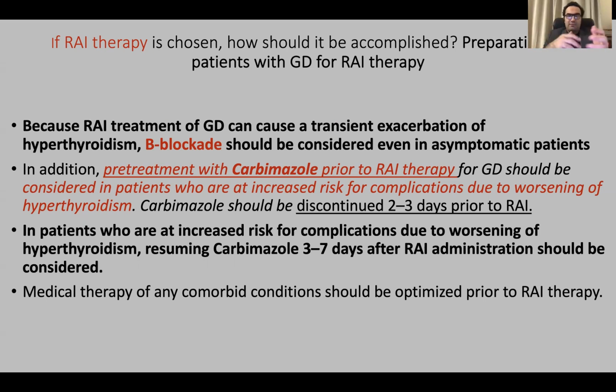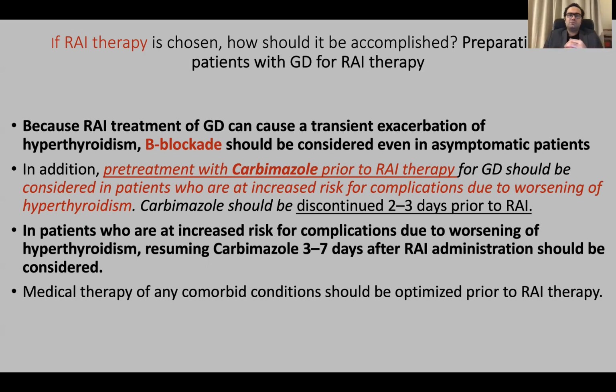Now, obviously, it is a controversial topic, and some people will just say that if free T4 is only slightly high, give a beta blocker and do the RAI therapy so that there is good uptake. But then again, it is debatable. Usually, what the ATA suggests is that most of the patients should be pre-treated with carbimazole once the patient is rendered euthyroid. 2 to 3 days before RAI therapy, stop the carbimazole, give the RAI therapy, and then after 3 to 7 days, restart it.